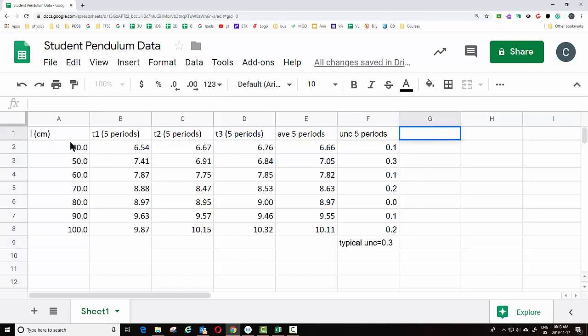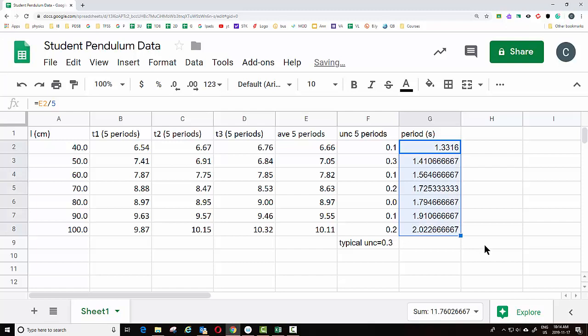Now, I don't want to plot the length here against the average for 5 periods. I really want to plot the length against the period. So I'm going to do a column here for the period in units of seconds. And once again, I'm going to use a formula. It's going to equal whatever the average for 5 periods was, divided by 5. And then once again, I can pull that down and get all of my periods.